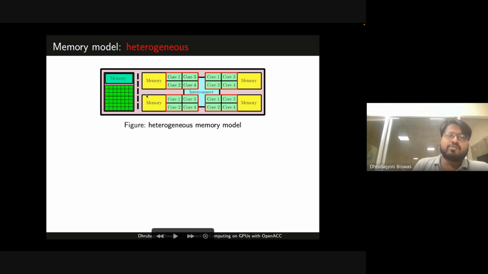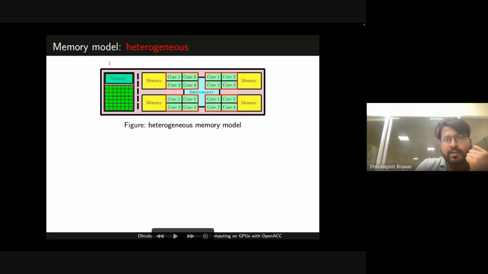So that memory is actually different. It is not in any way connected to this interconnect directly. It is connected, but through something like a PCIe slot. So this is a distinct form of memory. Therefore, it is called heterogeneous. There is RAM, which is here, and there is a GPU or multiple GPUs, which are connected here. And therefore it is a heterogeneous memory model, where you have two different types of memory.